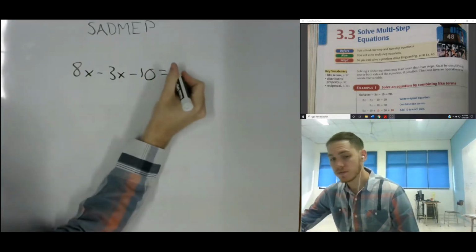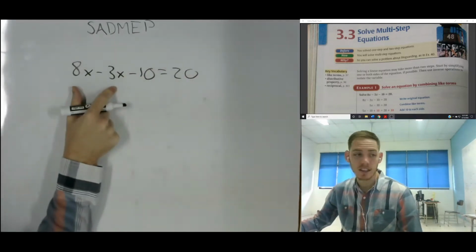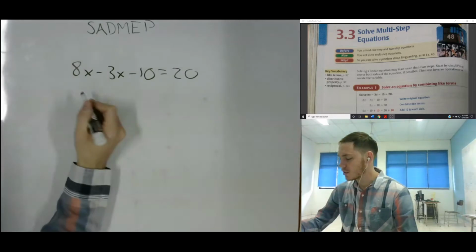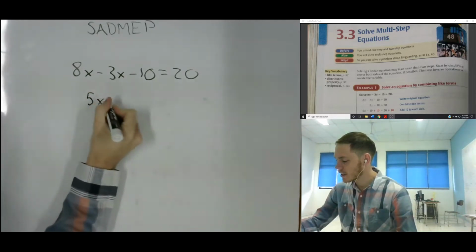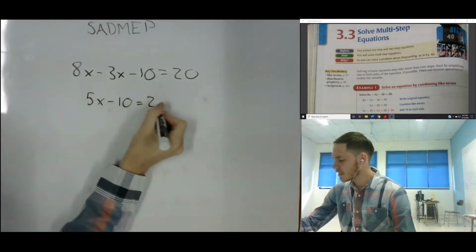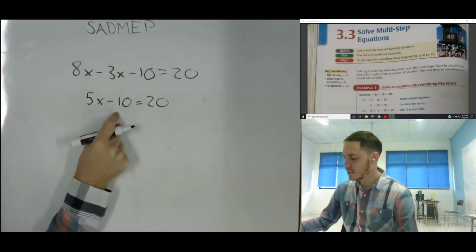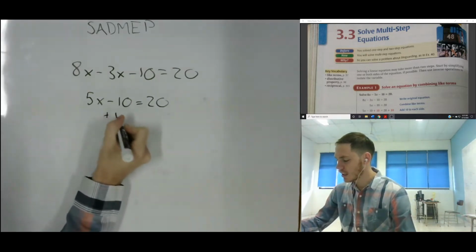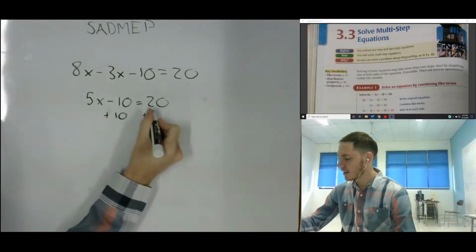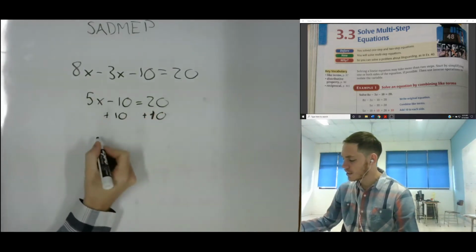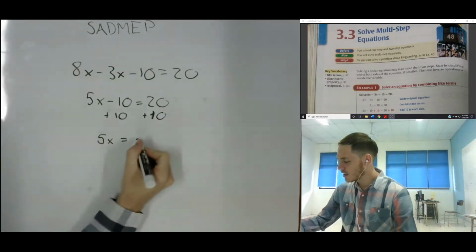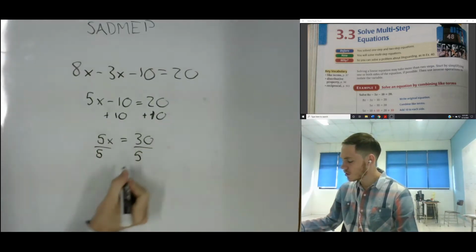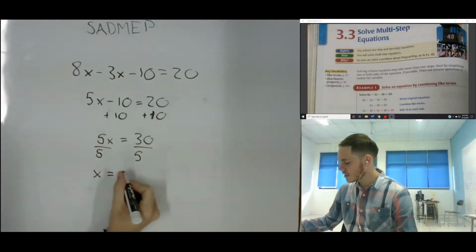Now, usually we need to combine like terms first. And so if you can, you want to combine like terms as early as possible. So we get 5x minus 10 equals 20. Now we have an addition and subtraction and then a multiplication. So we do the addition and subtraction. We want x by itself, so we add 10 to both sides. We get 5x equals 30. Finally, we do the division property of equality. So to divide both sides by 5, we get x equals 6.